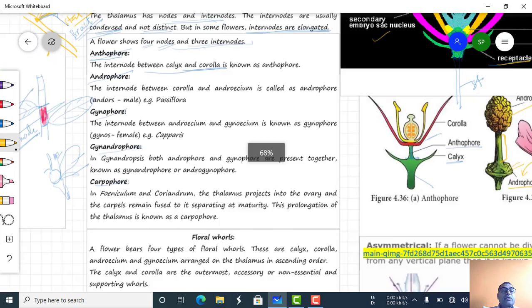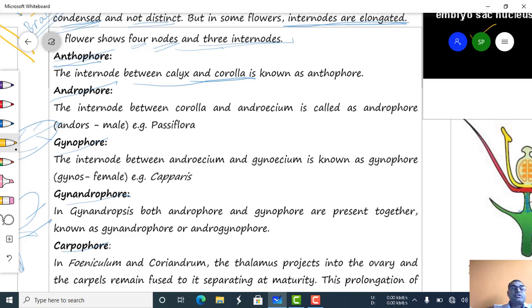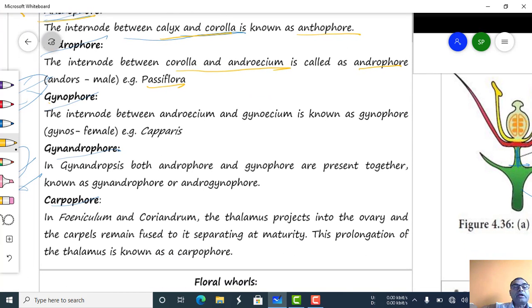So just see the presence of nodes and internodes. Anthophore: the internode present between calyx and corolla is called anthophore. The internode present between corolla and androecium is called androphore. Example is the passion flower or Passiflora. Gynophore: the internode present between the androecium and gynoecium is called a gynophore.